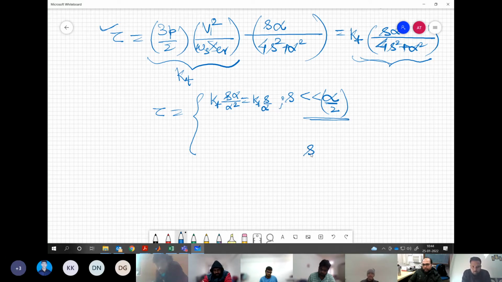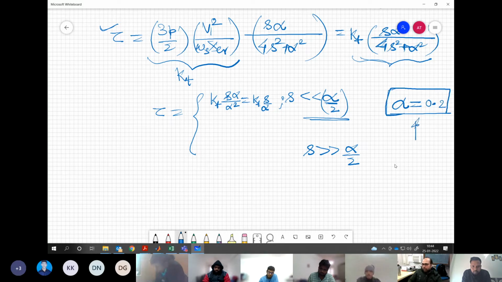Now another case I take when S is very large compared to alpha by 2. So alpha, normally for any motor, if you see a big motor, something like a reasonable power level, 100 kilowatt and so, is something like a ratio equal to 0.2. This is the typical number you will find for any reasonable power motor. So then S can be much more than alpha by 2, right? There could be some range, say 0.8, 0.9, all these are very large. So then alpha square will be insignificant compared to 4S square, and this can come as S alpha by 4S square, which is basically kt times alpha by 4S.